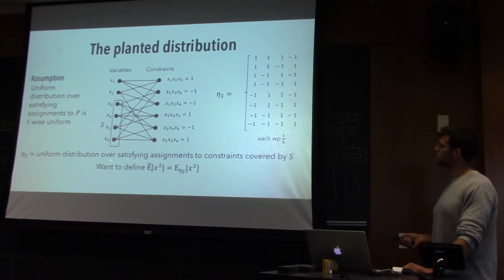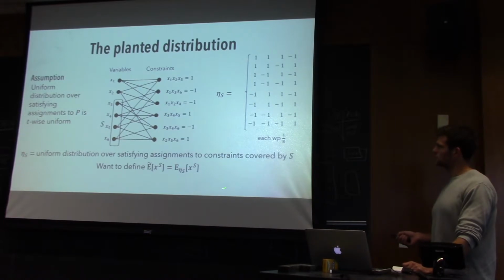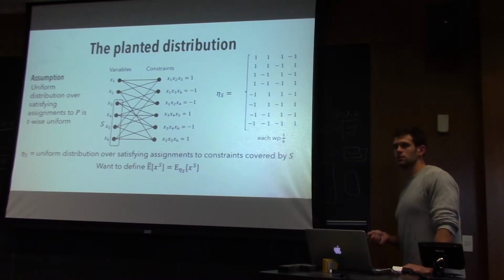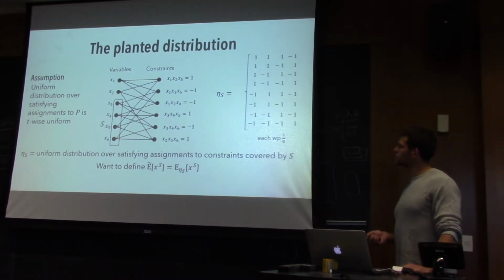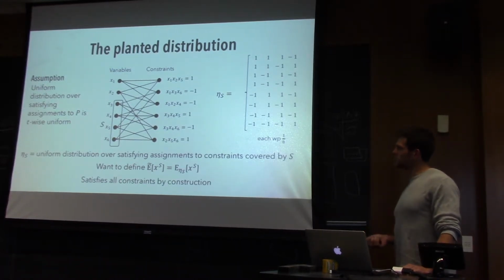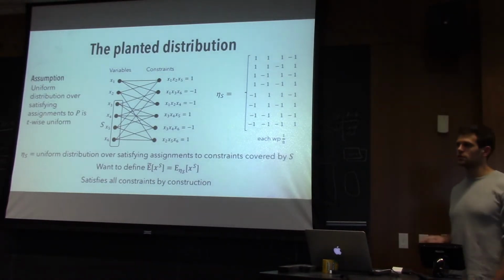And so what we really want to do is define our pseudo expectation of some monomial x_S to be just the expectation over its corresponding planted local distribution like this. And that's a nice thing to do, because then you'll satisfy all the constraints by construction.